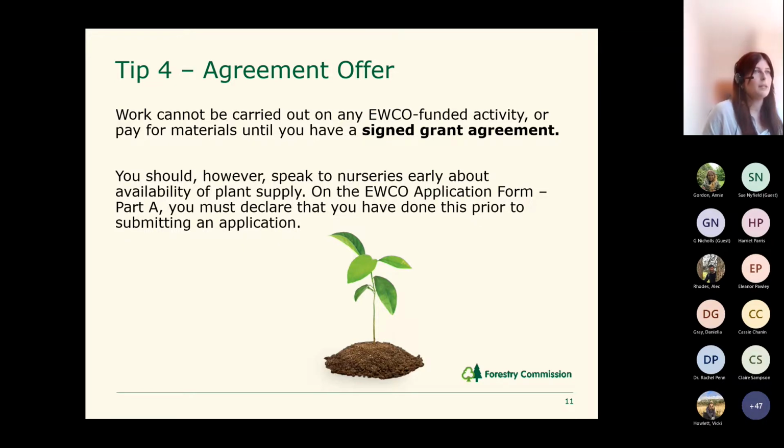You should, however, speak to nurseries early about availability of plant supply. The more notice you can give your nursery, the more likely they are to be able to fulfil any order you make later. On the UCO application form Part A, you must also declare that you have done this prior to submitting an application with us.